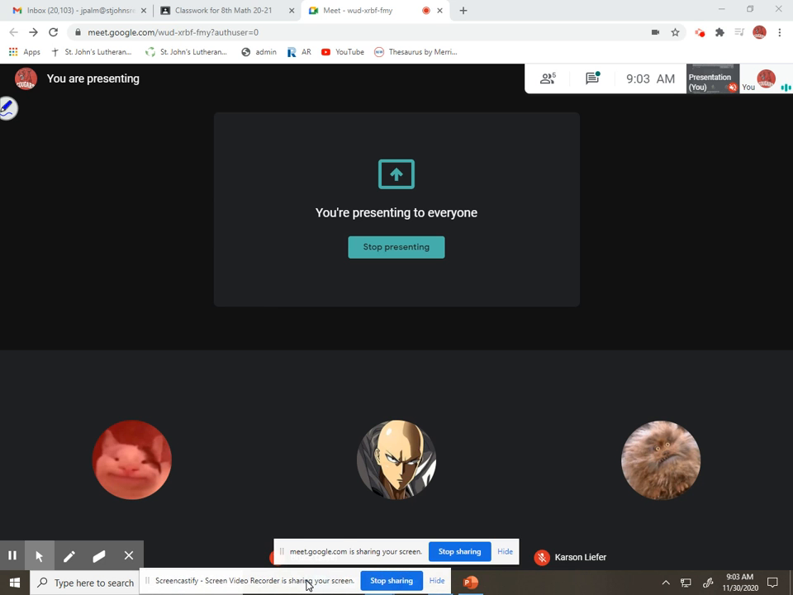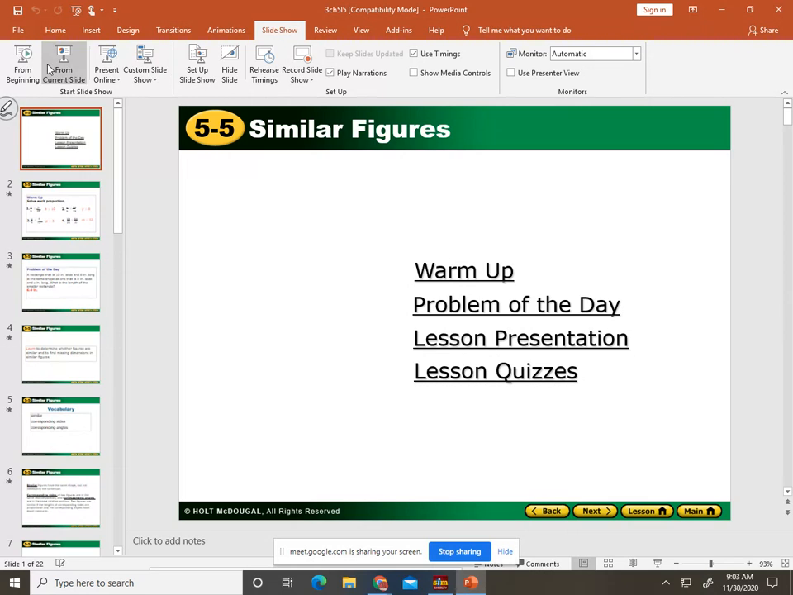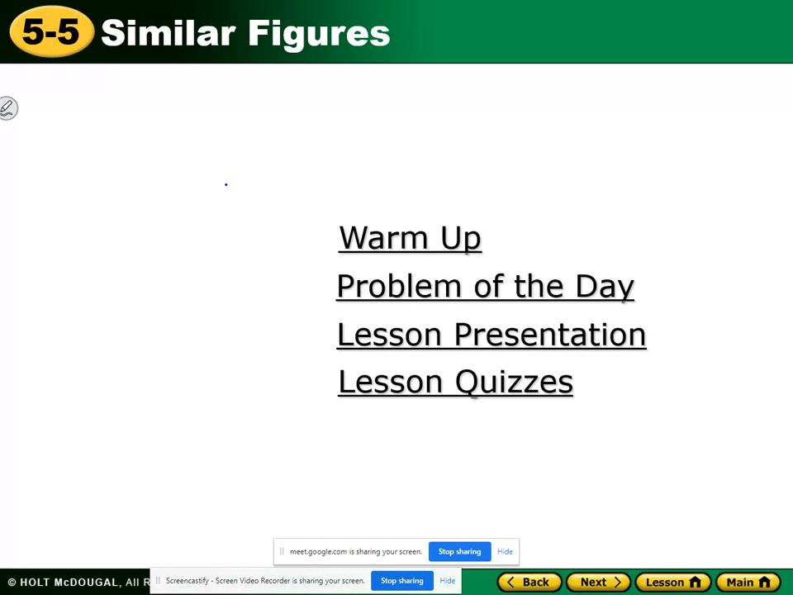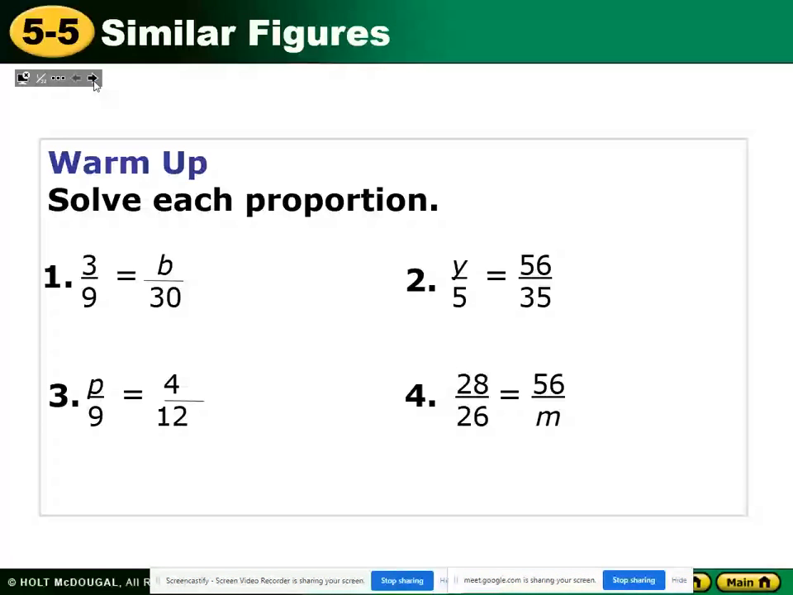All right, ladies and gentlemen, let's go ahead and get started here. Similar figures. So what we did there, we are continuing and doing here. Okay? So really, it is a very similar lesson, okay? If I can get my mouse to work correctly.